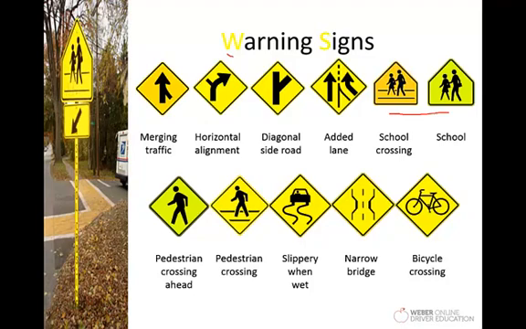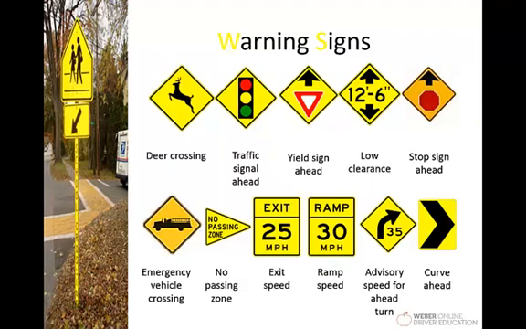Notice the difference between this sign and this sign. This one has the crosswalk drawn in, so this is a school crossing, and this is just a school zone. Same way down here, pedestrian crossing here, pedestrian zone or pedestrian crossing coming up. And the difference is the crossing lines. Slippery when wet, narrow bridge, bicycle crossing. These are ones that you're probably familiar with.